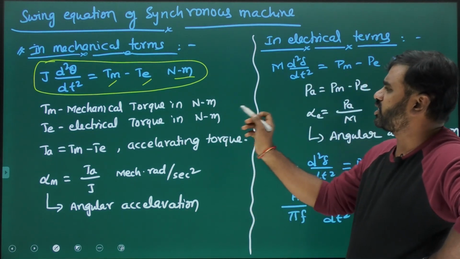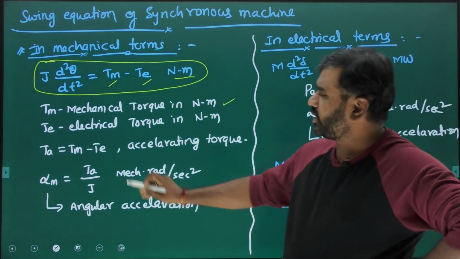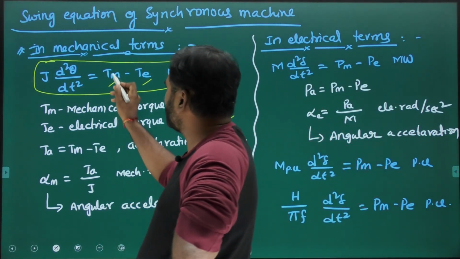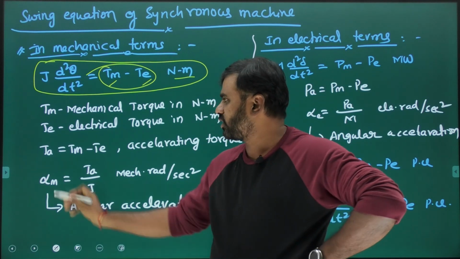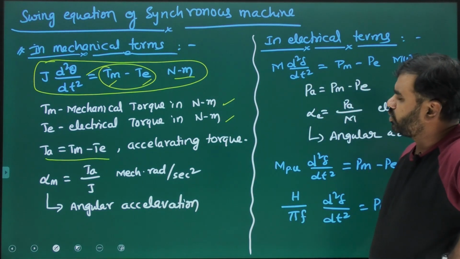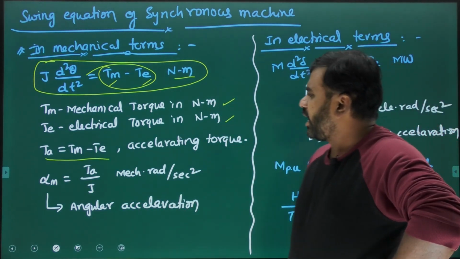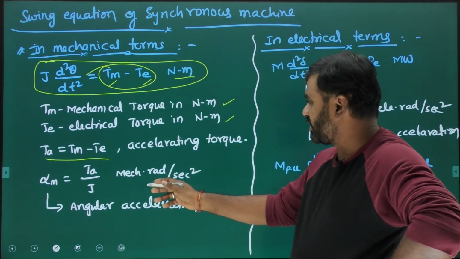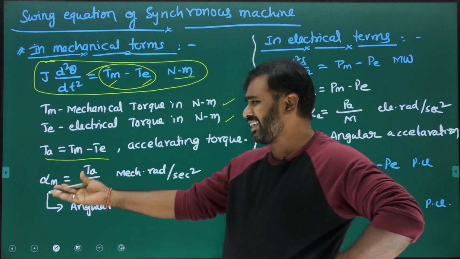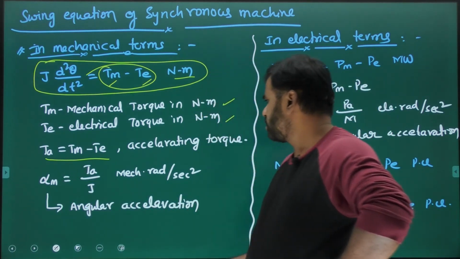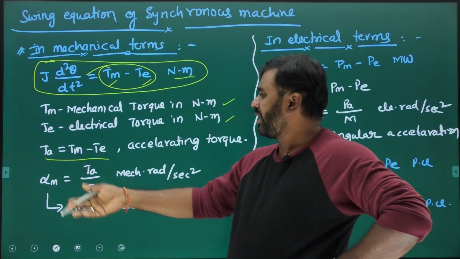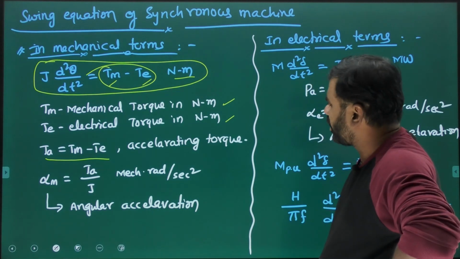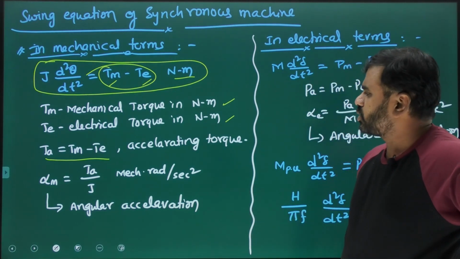Now Tm is the mechanical torque in Newton meters, Te is the electrical torque in Newton meters. Whatever the difference between Tm and Te, that is called accelerating torque. So that is also in Newton meters. And alpha m is the mechanical acceleration or angular acceleration in mechanical radians per second square. You may say mechanical acceleration. Electrical acceleration is Pa by M. Mechanical acceleration is Ta by J. Anyway, so that is in mechanical radians per second square.